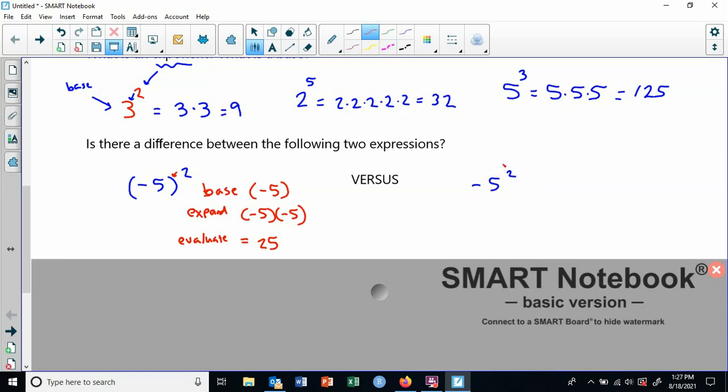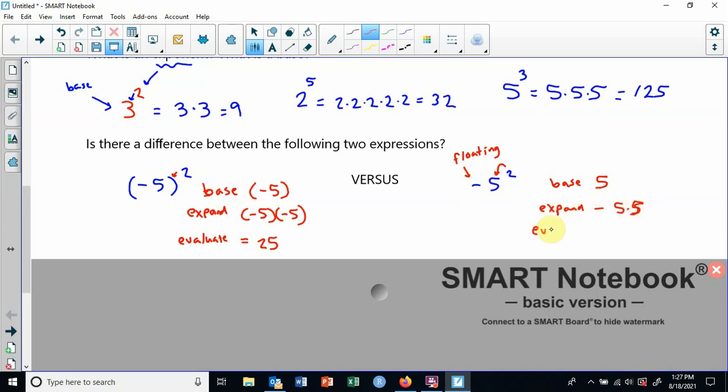Because what is the 2 touching? The 2 is touching just the 5. This negative, you can think of it as kind of floating. It's not attached to anything out here. So what is our base? What's the 2 touching? The 2 is just touching 5. Not negative 5, just the 5. So if I wanted to expand this out, I'm going to have 2 5s. Now I can't forget this negative floating out here, so I'll put it, but I have 5 times 5 and it's floating negative.